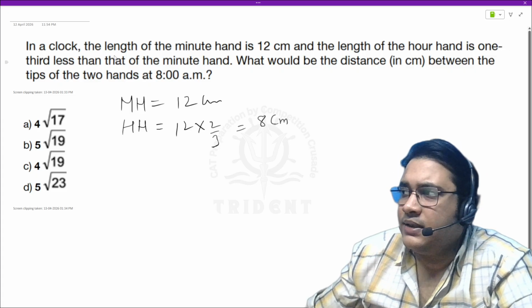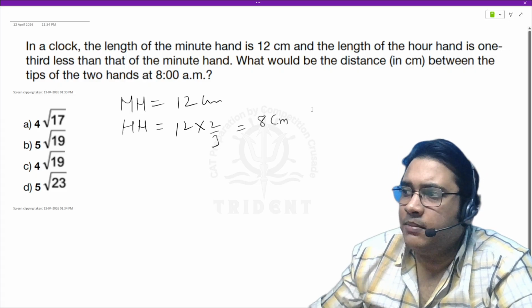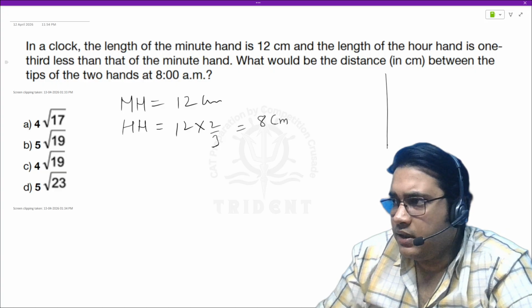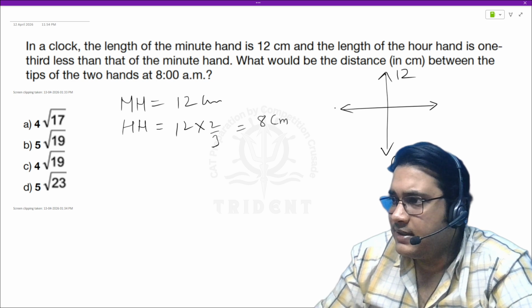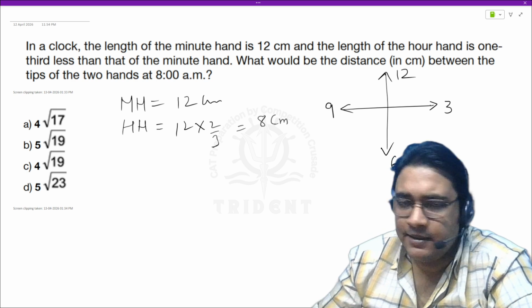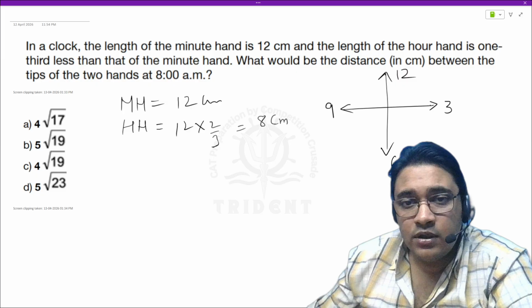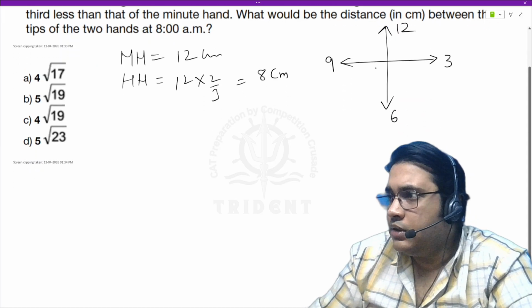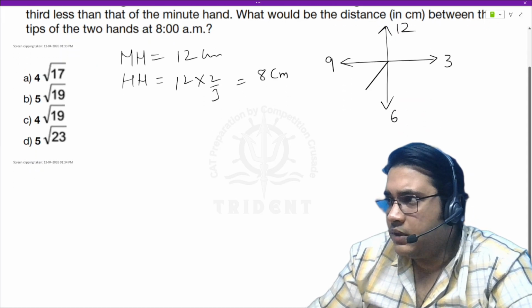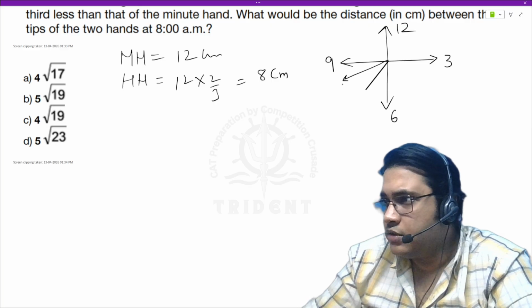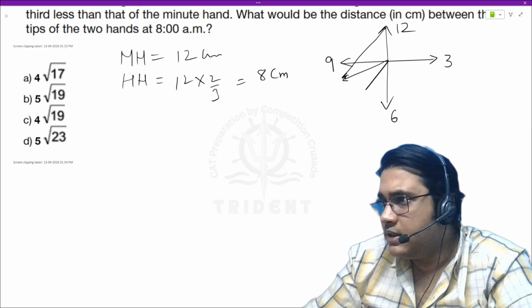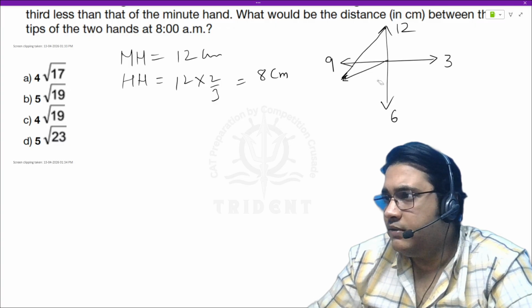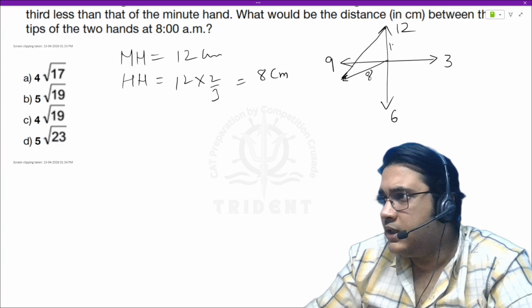Now they're asking you to find the distance between the two tips of the hands at 8 am. How do I calculate that? Suppose I'm making a very rough sketch. Try to understand. This is 12, this is 6, this is 9 and this is 3. This is how your clock looks like. So 7 will be somewhere over here and 8 will be somewhere over here. So they're effectively asking you to find the length of this side of this triangle. We don't need this. This is 8 units, this is 12 units.